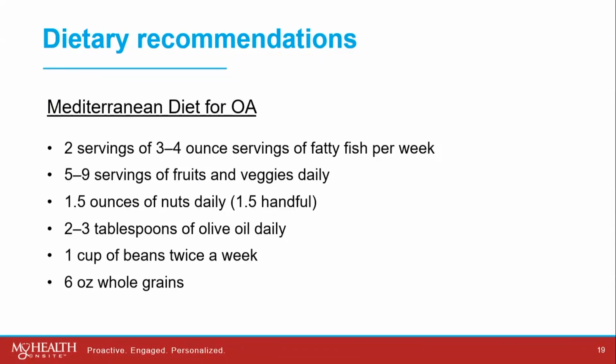It's recommended for the fatty fish, 2 servings of 3 to 4 ounces of fatty fish per week. Again, if you don't want to take the fish, you can do a daily supplement of somewhere between 600 to 1,000 milligrams of fish oil or EPA, DHA, rich omega-3 fatty acids. The recommendation is 5 to 9 servings of fruits and vegetables daily.